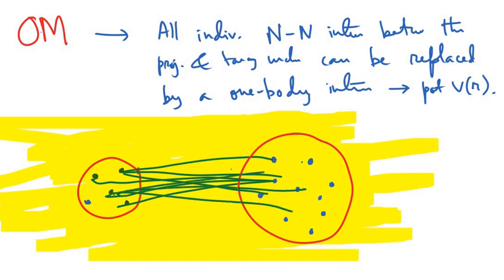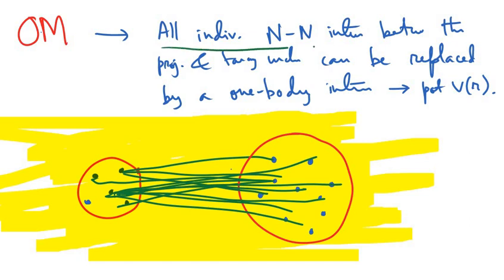This is the real world. This is the microscopic picture. This is what is actually happening. Right. Now, instead of considering such a complex problem, the first thing we do is we assume this. All individual nucleon interactions between this projectile and target, we replace by just using the one body potential. Okay, so this is very important to understand.